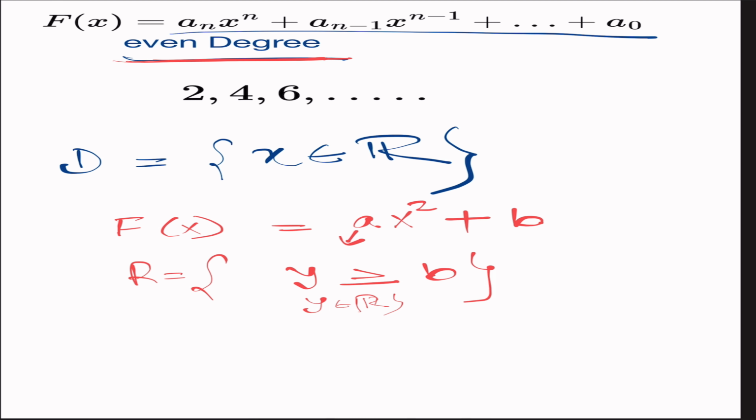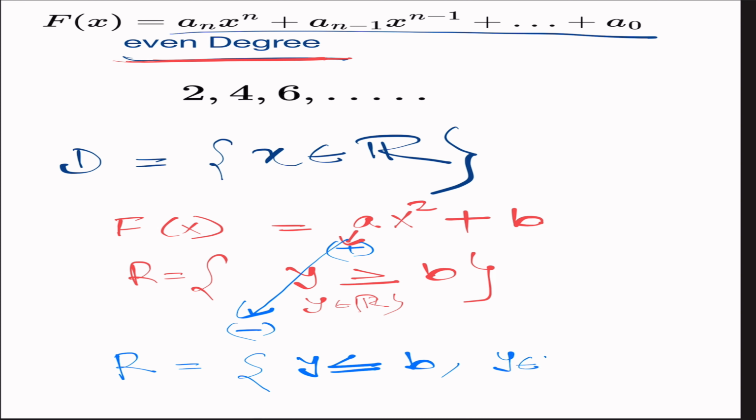I said when a is positive, remember that. But what if a is negative? When a is negative, since it's negative, it's going to flip. So the range is always going to be y less than or equal to b, and x is all the real numbers.